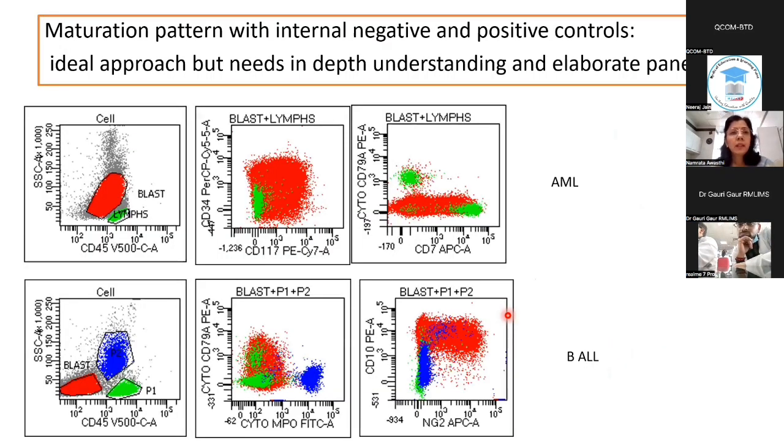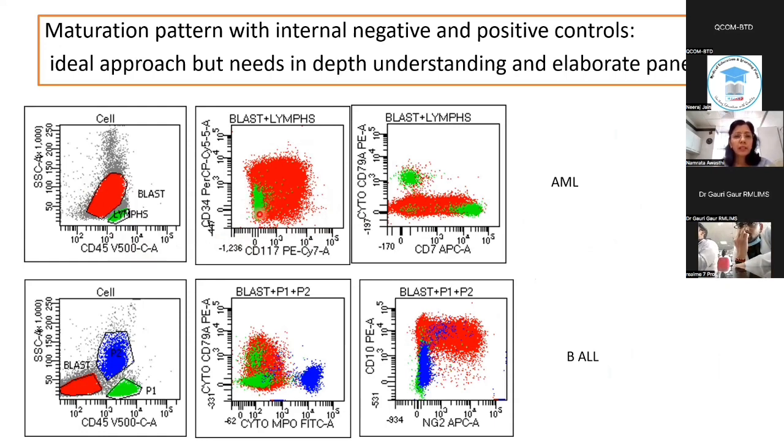Then there is a technique wherein maturation pattern can be assessed. It is an ideal approach, but needs in-depth understanding and elaborate panels. In this kind of dot plot, I have created a region around the lymphocytes as well as the blasts. The red cells are blasts, the greens are lymphocytes. And in my next dot plots, I see both the populations in one plot rather than making quadrants.